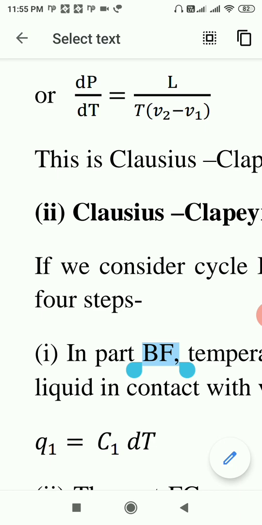But in some cases, like ice, when ice melts and converts into water, liquid state, its volume decreases. So for the case of ice, V2 is less than V1 and right hand side is negative. So left hand side will also be negative. So dP upon dt is negative. It means that if pressure P increases, T decreases. That means melting point for ice decreases with increase in pressure. So this first Clausius Clapeyron latent heat equation is useful to find the effect of pressure on melting point and boiling point.